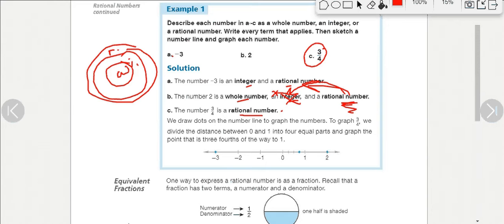We draw dots on the number line to graph numbers. To graph 3/4, we go 3/4 of the way to 1. If it were 1 3/4, we would go to 1, then graph the fraction portion after that. 1, 2, 3/4. That's 1 3/4. It's called a mixed number. We can also show rational numbers as fractions.